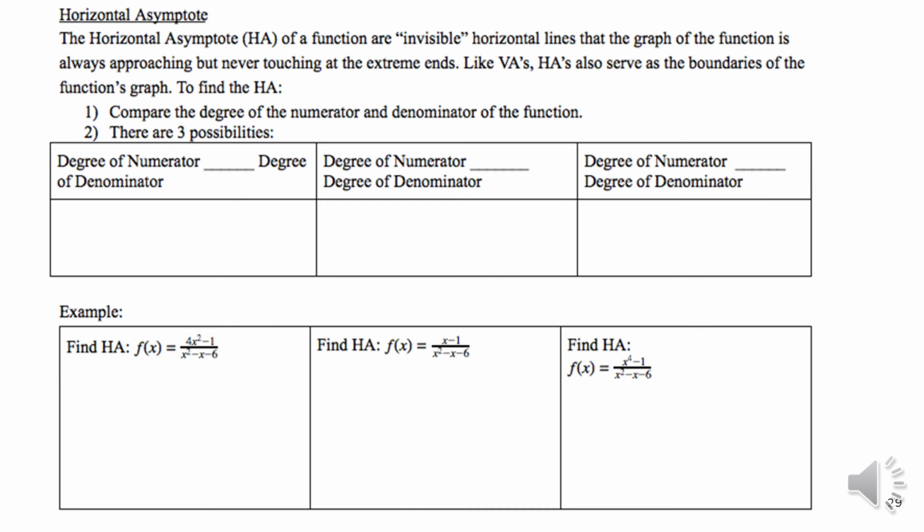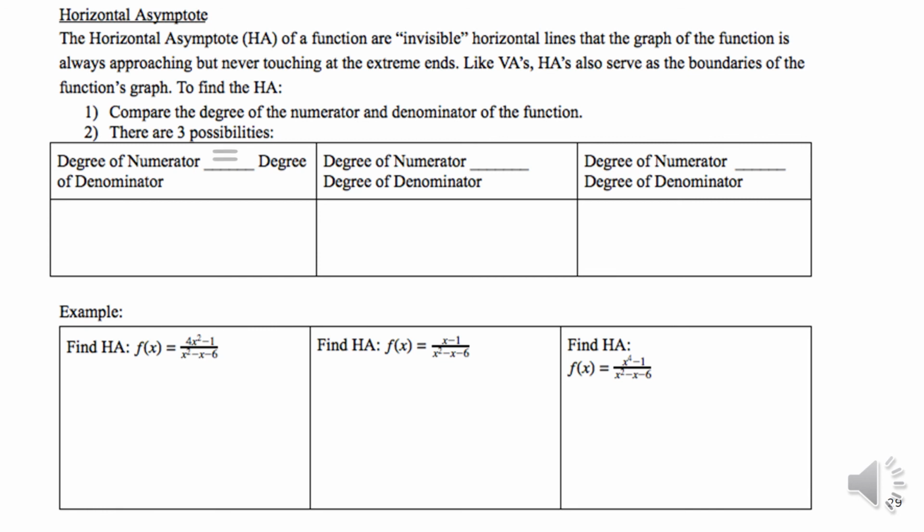The horizontal asymptotes of a function are invisible lines of the graph that the function is approaching but never touching. They are identical to the vertical asymptotes, except in this case, they're horizontal. So like vertical asymptotes, horizontal asymptotes serve as boundaries. And to find the horizontal asymptote, we need to compare the degree of the numerator to the denominator.